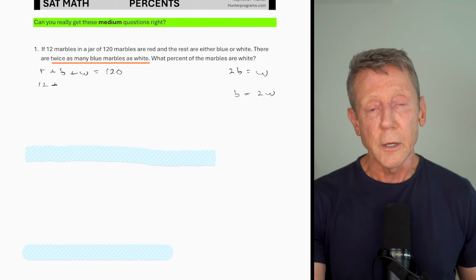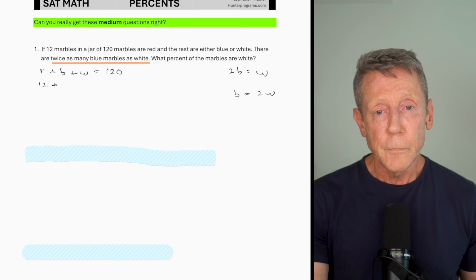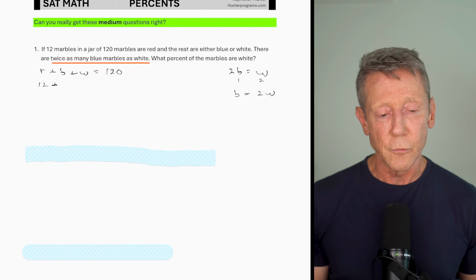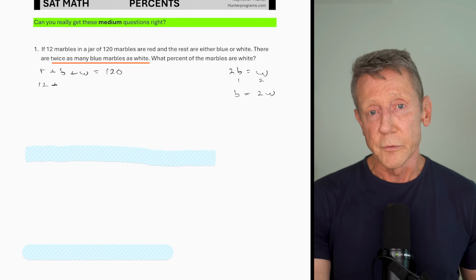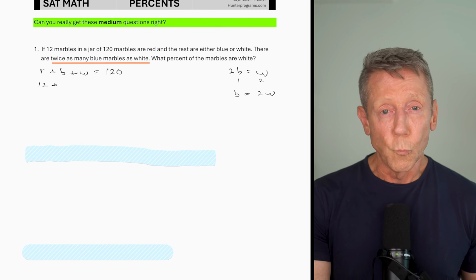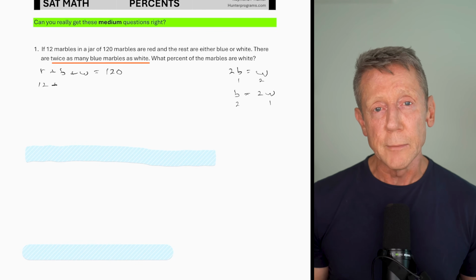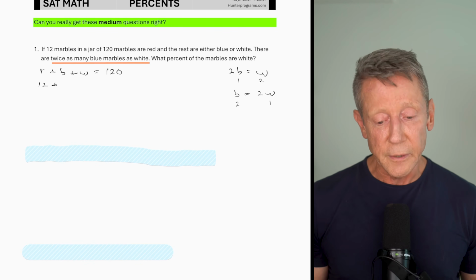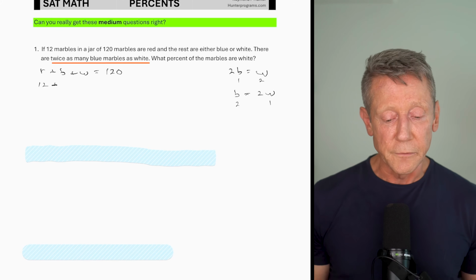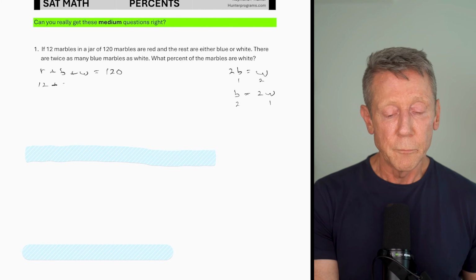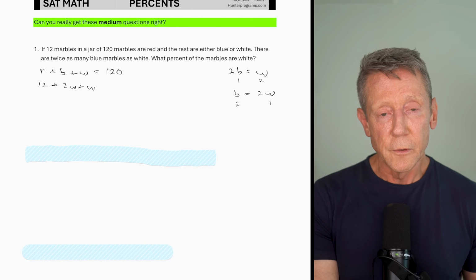In the first case, I could put 1 in for B, and if I do that, I get 2 for W. Now, is that twice as many blues as white? No, it's not. Next one down, just double checking. If I put a 1 in for W, I get 2 out for B. Now, is that twice as many blues as white? Yes, it is. So I'm going to go ahead and use that one, and I will replace the B with 2W. I'll write that in, plus W equals 120.